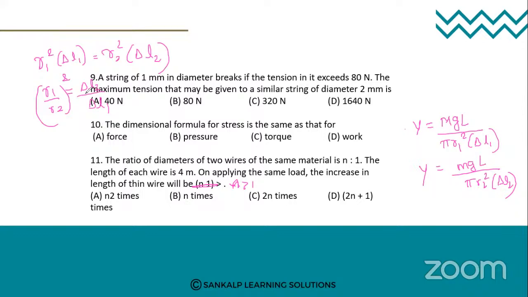In the question, the ratio is given as N by 1. So here I'll take it as N divided by 1, whole square, which is equal to delta L2 upon delta L1. We require delta L2. So delta L2 is equal to, students, N square into delta L1, which means it is N square times. Option A is the right answer.